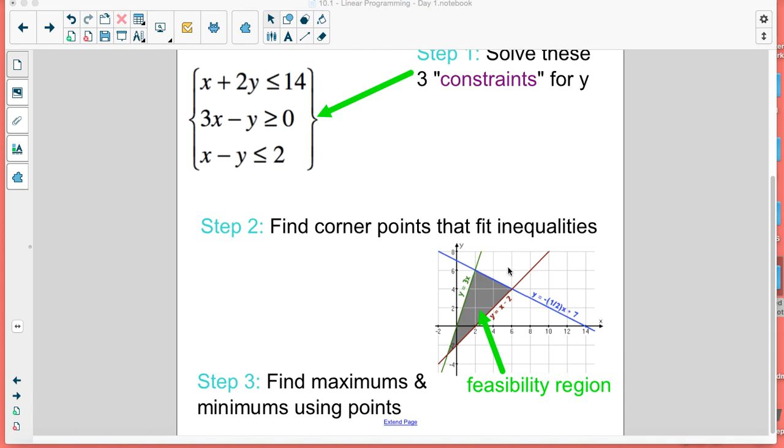It would also be shaded up here, but what's shaded in gray is what works for all three equations, which Desmos shows a little bit differently. This one would be y is greater than after you flip the sign, which is why it's shaded above the red.